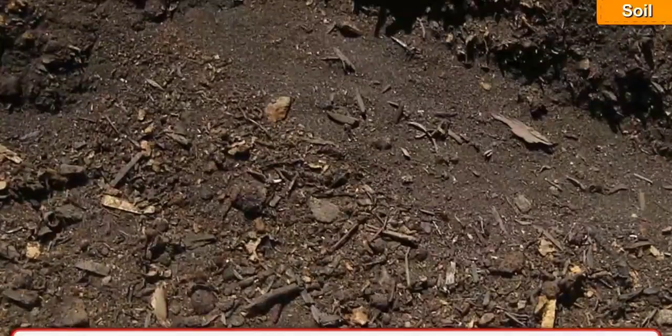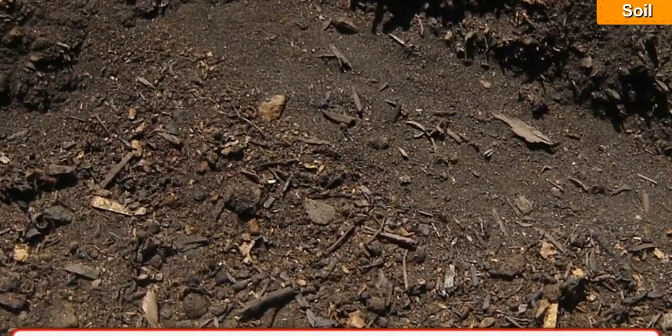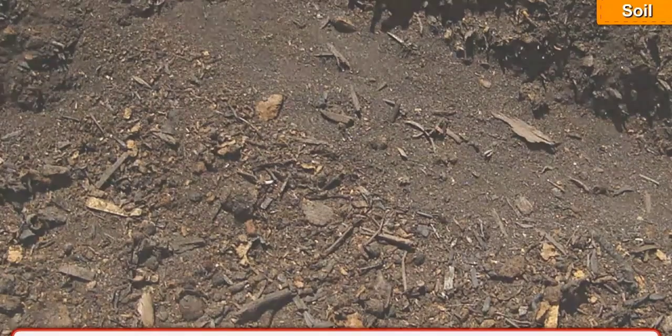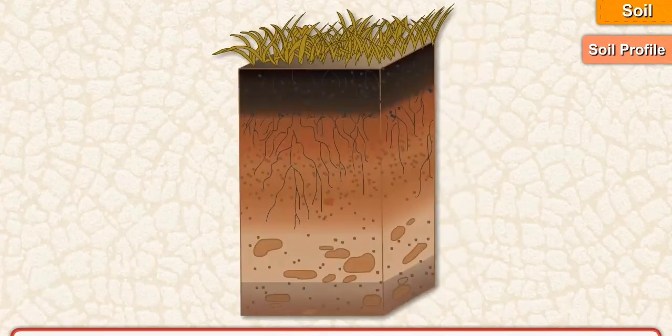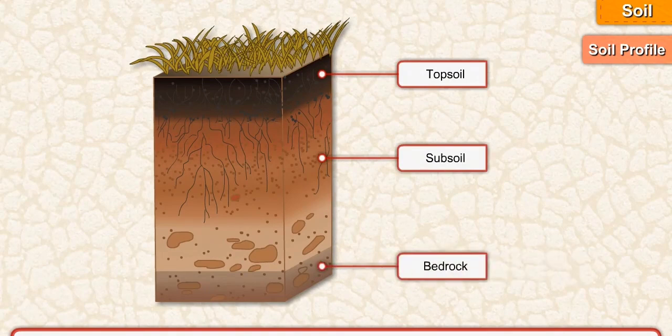Humus is the remains of dead plants and animals found in the soil. Soil also contains air, water, and microorganisms like bacteria and fungi. Soil profile. Soil profile is the layers of soil. It has 3 layers: topsoil, subsoil, and bedrock.